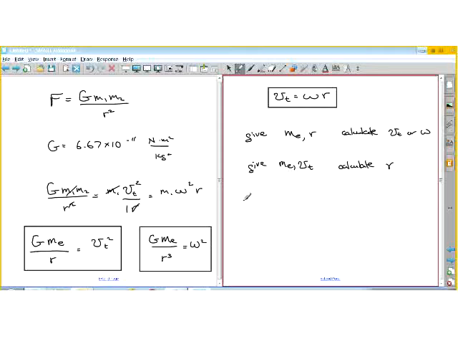Now there actually is one more thing, because if you have a satellite or a moon, you have the period, which is the time for one rotation.